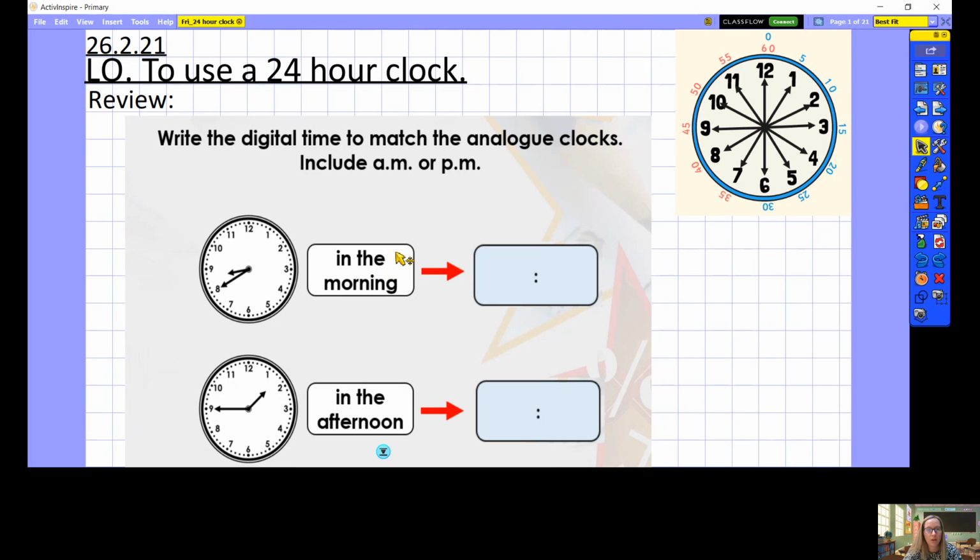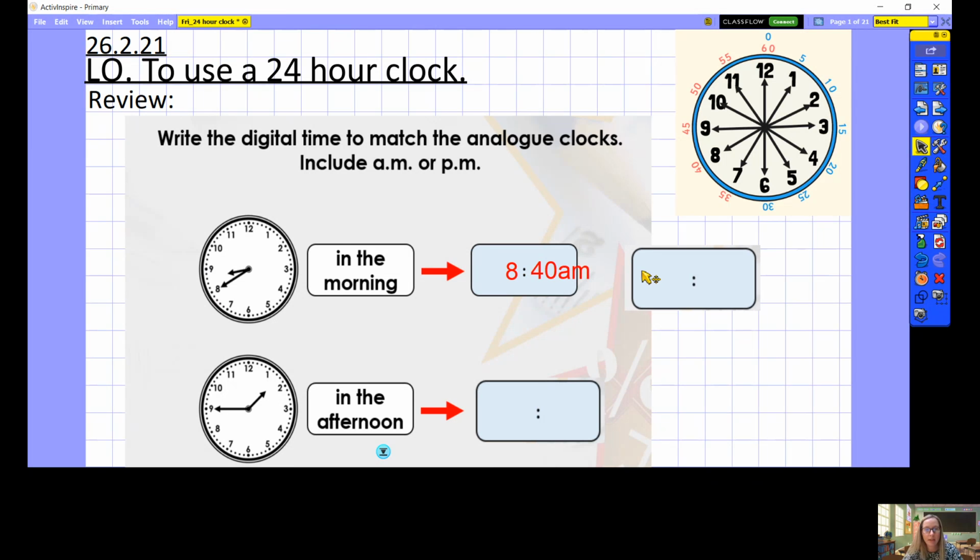Okay, so for the first clock, if it's in the morning, we know it's going to be an AM time, and the time is 20 minutes to 9, which means it's not quite 9 o'clock yet. So the hour is going to be 8, and then I can count around the clock in fives, if you remember from yesterday, to help me work out the minutes. So 5, 10, 15, 20, 25, 30, 35, 40. So the time is 8:40 AM.